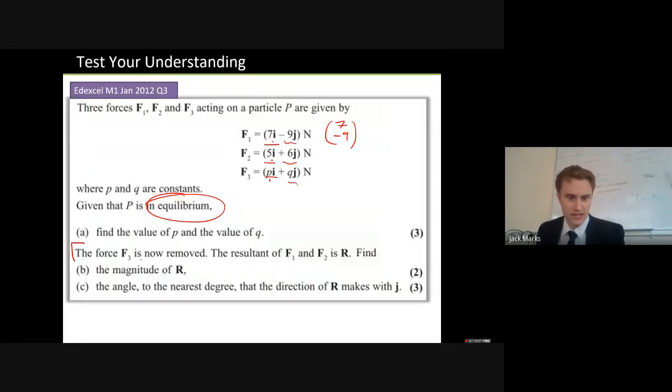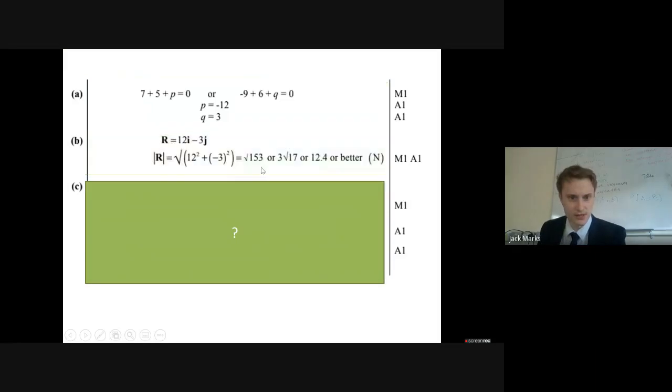Force F3 is now removed. Right. If it's removed, get rid of it. Okay, and start again. The resultant of F1 and F2 is R. Okay, so in other words, 12 and minus 3 is going to be R. 12 minus 3. Find the magnitude. Okay, so again, this is a familiar question to us. 12 minus 3 method, and then an answer for finding the magnitude. Okay.